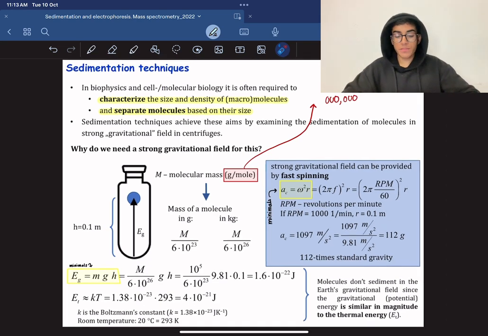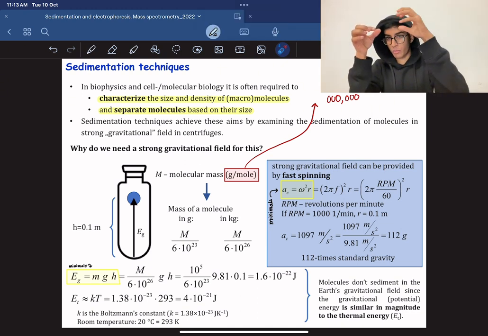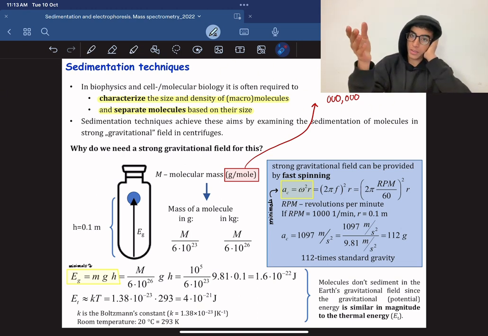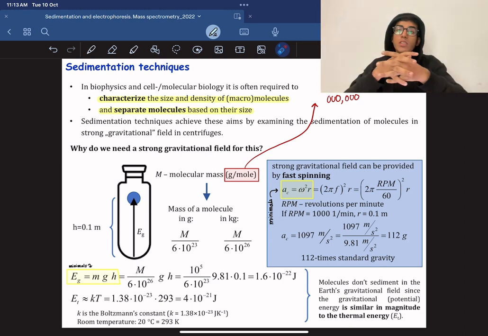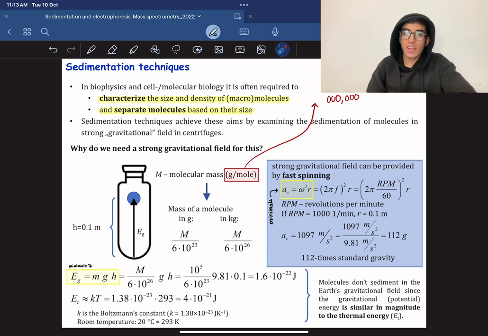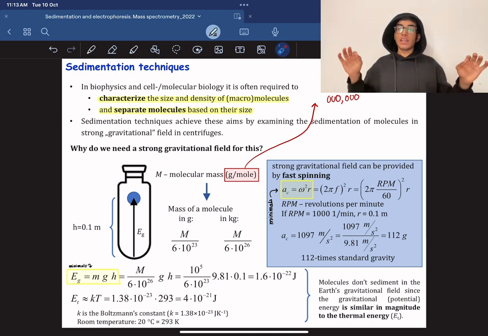Now, you can't just take a test tube, put all your macromolecules in there and expect them to just separate out on themselves. That doesn't happen, okay? It's not that easy. Because in normal gravitational force, macromolecules don't just sediment. If that was the case, then since the human body is 80% water, all the molecules in our body would sediment. You understand? In basic gravity, macromolecules do not sediment.